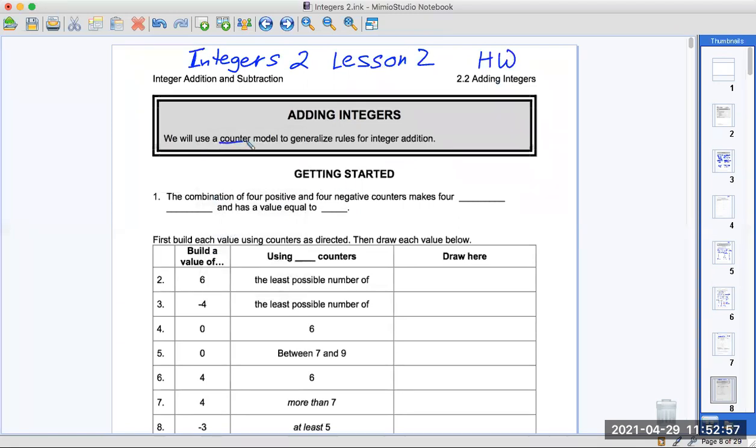We're using counter models, and a counter is a positive, like think of it like a little coin with a plus on it. That means a positive 1, and a minus is a negative counter, a negative 1. The combination of 4 positive and 4 negative counters make 4 zero pair. Those are called zero pair because they cancel each other out. And when they do that, the value is 0.